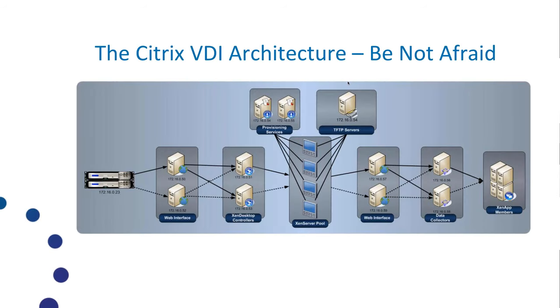So, the Citrix VDI architecture, be not afraid. It's a complex graphic, lots of servers, lots of arrows, data flying back and forth all over the place. I love this graphic because it scares people a little bit. It really shouldn't scare you, but it is important to understand that delivering VDI infrastructure is somewhat complex, which is why we focus so much on planning and testing, so that we ensure what we deliver is the highest quality product available to the end user, right?